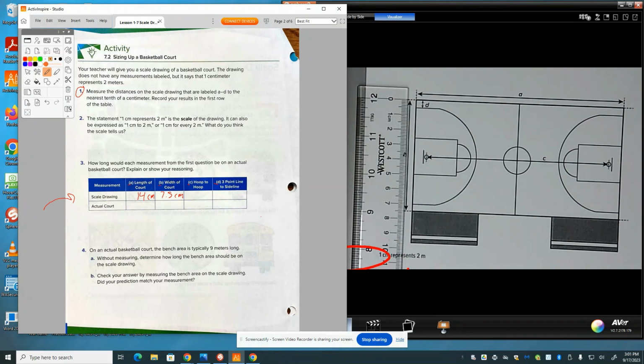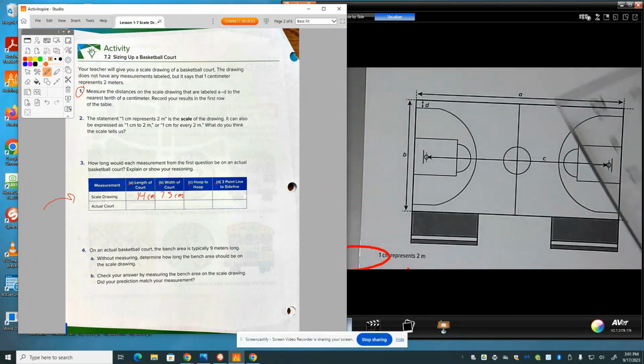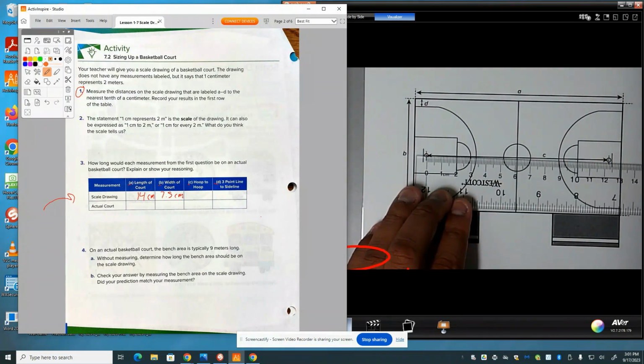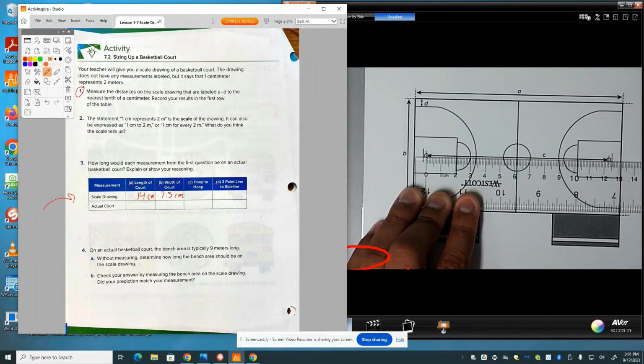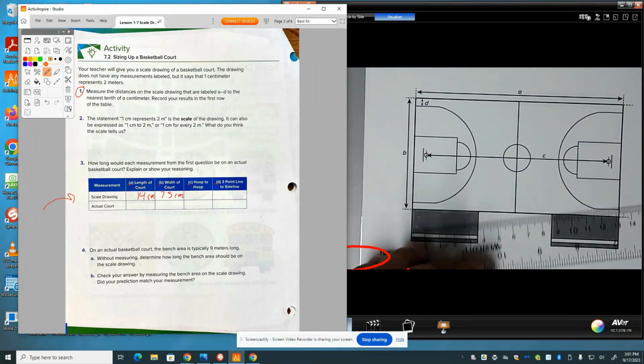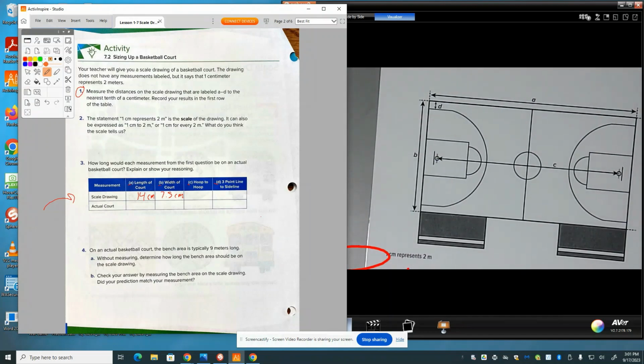Now let's go ahead and measure hoop to hoop. The hoop to hoop is going to be C, which can be found right there in the middle. I noticed that the dotted line starts right at one hoop and ends at the other hoop. Now this one's a little challenging, but I see it could be roughly about 12.3. So I'm going to write that measurement down as 12.3.